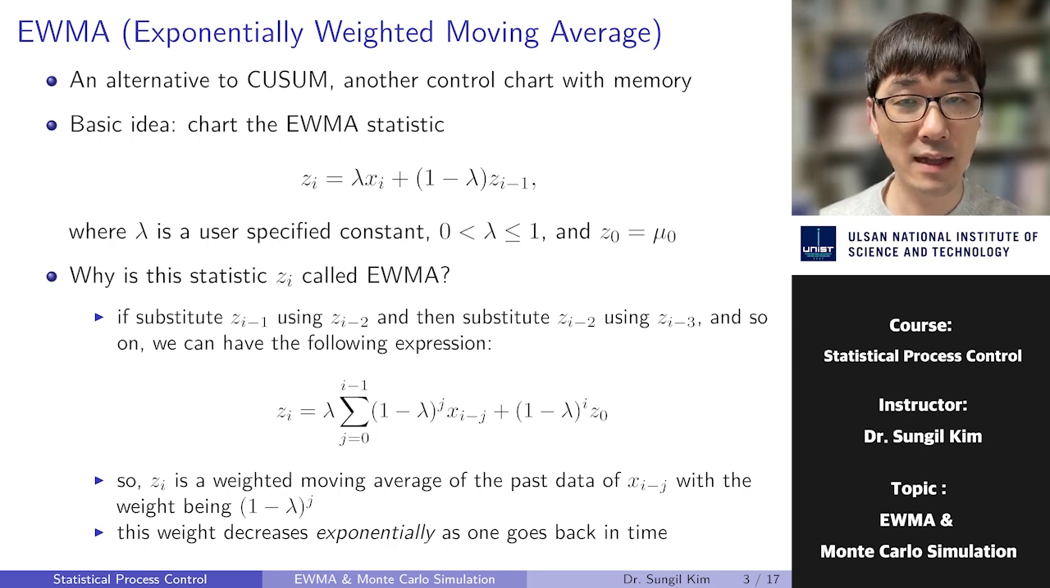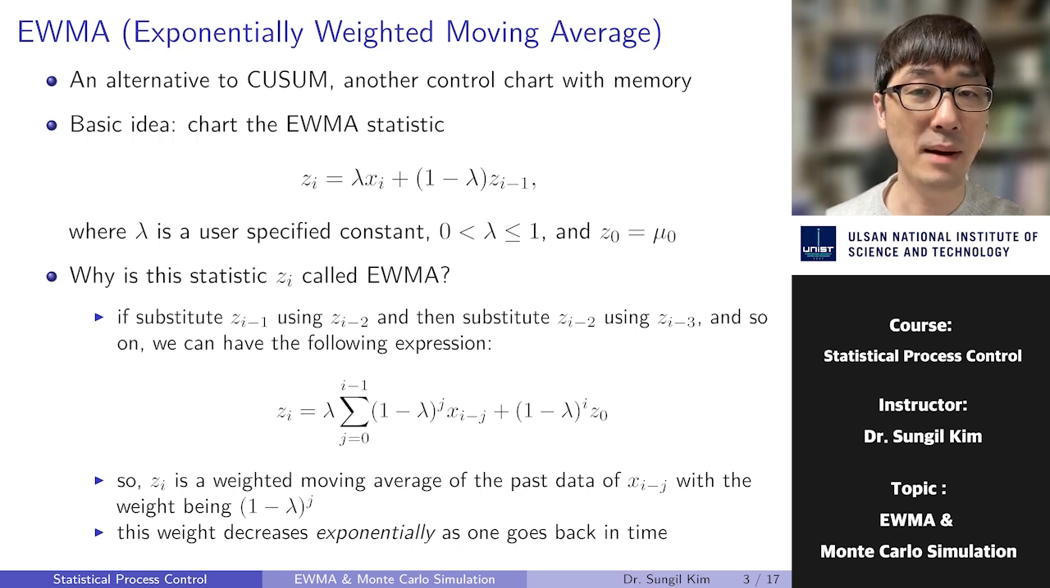The EWMA statistic is the weighted average of the observation xi and the previous EWMA statistic zi minus 1. Then why is this called exponentially weighted moving average? After some computations, you can see zi is a weighted moving average of the past data xi minus j, with the weight being (1 minus lambda) to the power j. This weight decreases exponentially as one goes back in time. So we call it exponentially weighted.